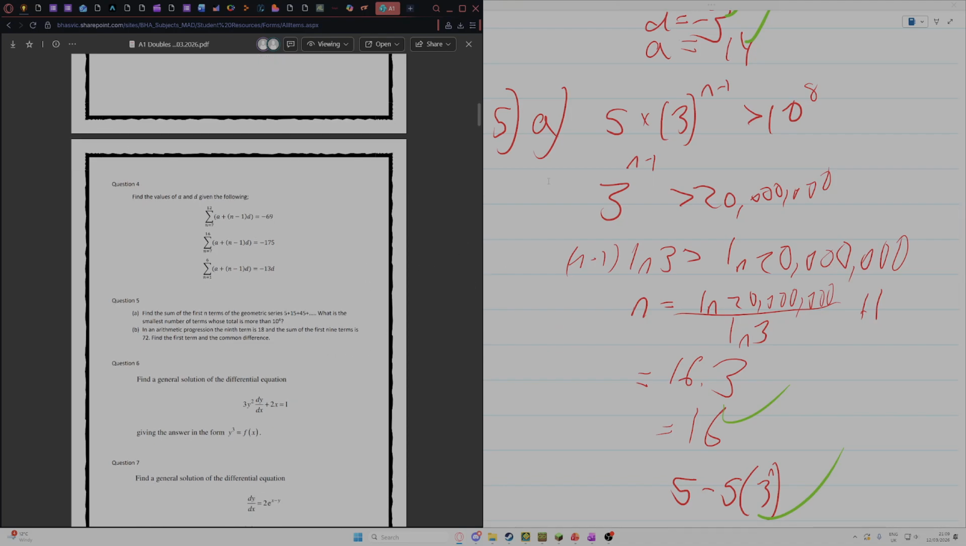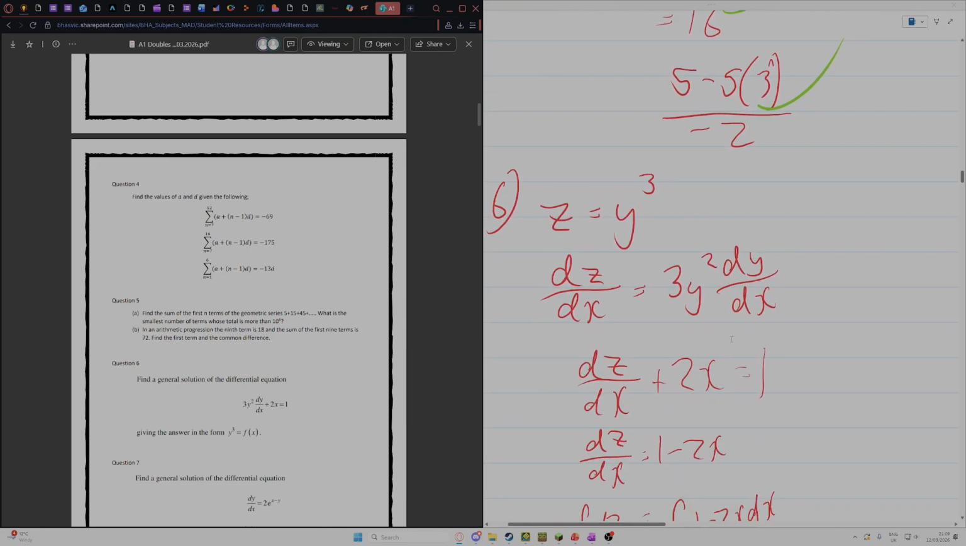Next, series again. The common ratio is 3. Wait, what? The common ratio is not 3. The first term is 5, the common ratio is 3. So the nth term is a r to the n minus 1, as we know, so a is 5, r is 3. Set it greater than 10 to the 8, and then you get your answer of 16.